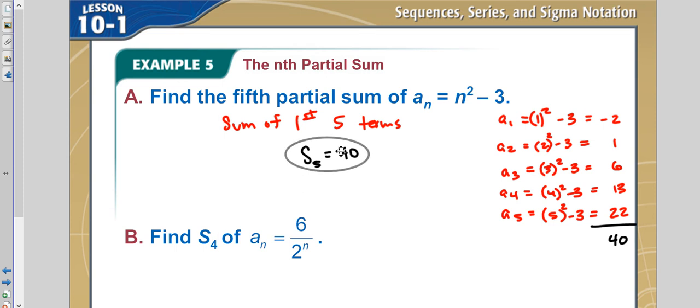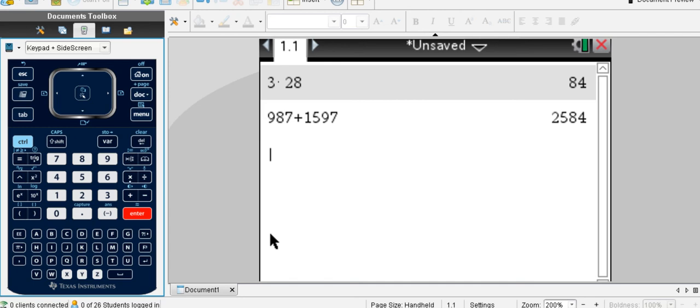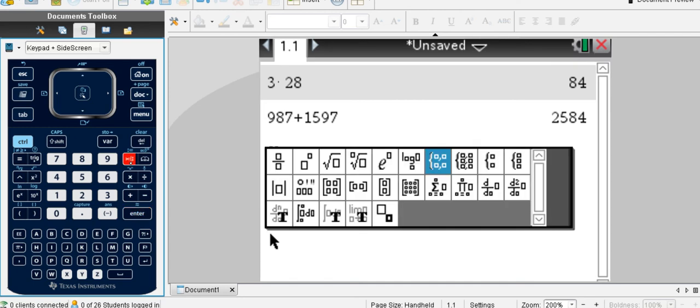Now, here's the deal. There's a way we can do this on the calculator as well. I'm going to show you this. If you come over here and press the button, let me see if it's here. I know it's in with the book. Yes, this thing right there, that's the partial sum.